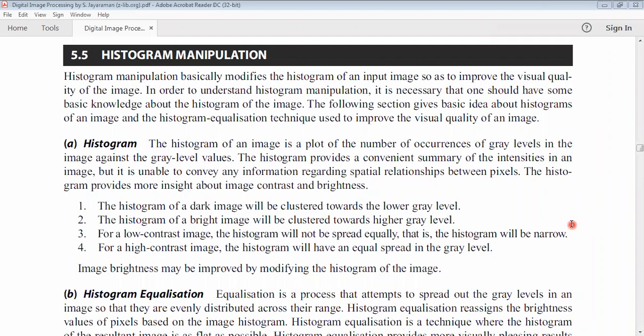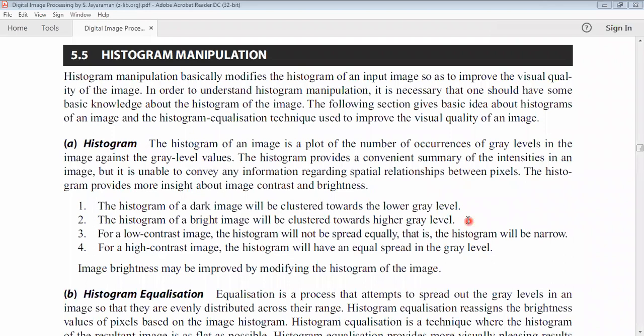These are all clustered towards the lower gray level values. See that one: the histogram of a dark image will be clustered towards the lower gray levels, around 0 to 30, or 0 to 50. This range of pixels we are going to treat as dark.